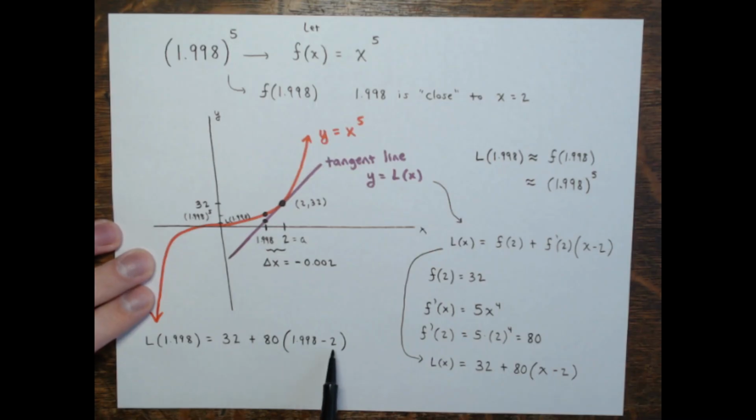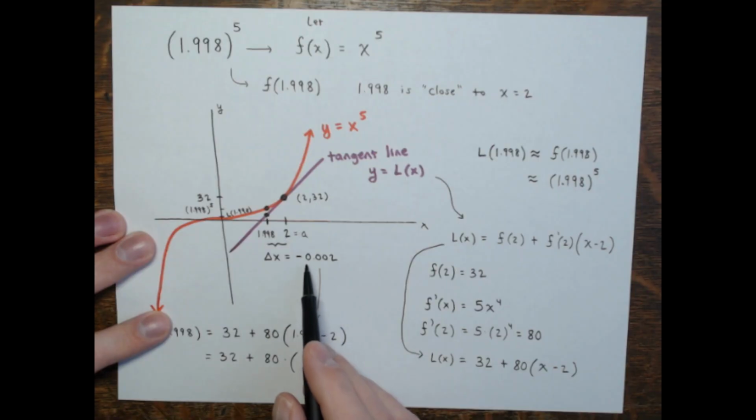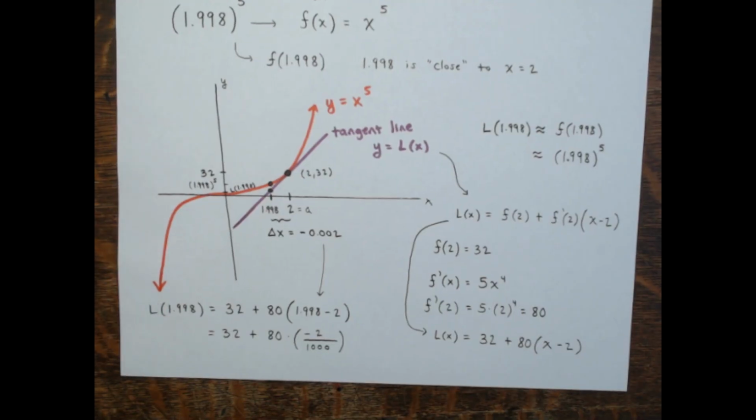And again, this pretty much is just a change in x here, which I said would be negative, right? We said delta x was negative 0.002. That's this expression in the quantity here. So we have 32 plus 80 times, and then I'm going to write this as a fraction. This is negative 2 over 1,000, right? Negative 2 thousandths is negative 0.002.